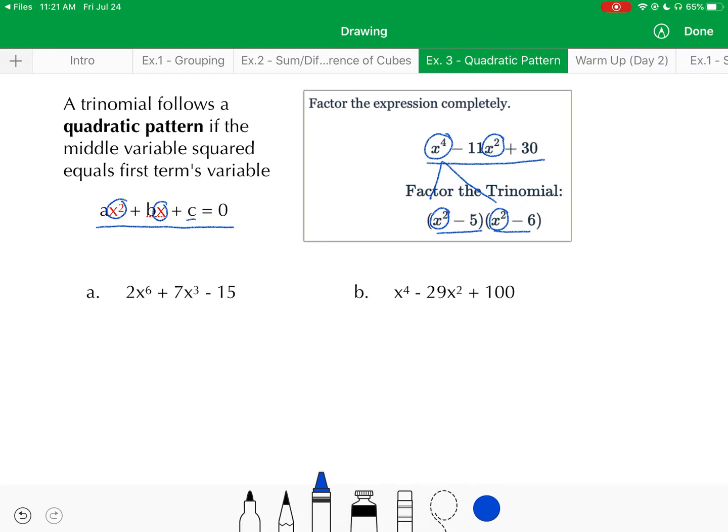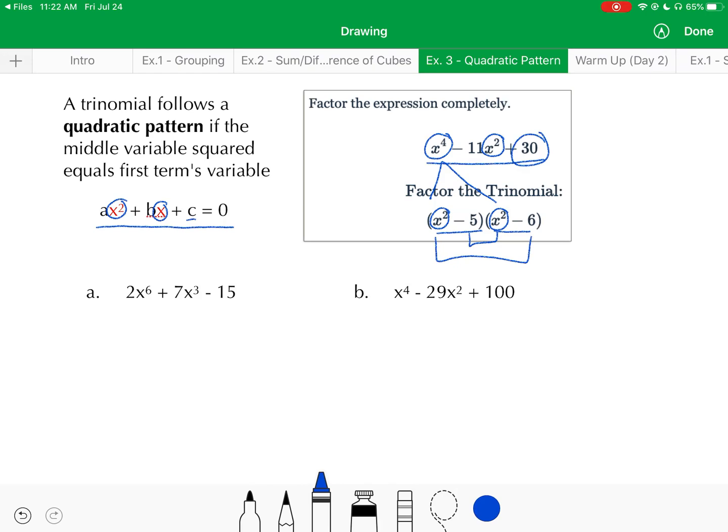Now, the -5 and the -6, they're responsible for two things, okay? So notice -5 times -6 will multiply to the constant of 30. And then when you do the outside and inside parts of FOIL, -6x squared and -5x squared will combine to give you the -11x squared. That's the middle term of the trinomial, okay? So let's apply this same type of pattern to the two examples below, all right?